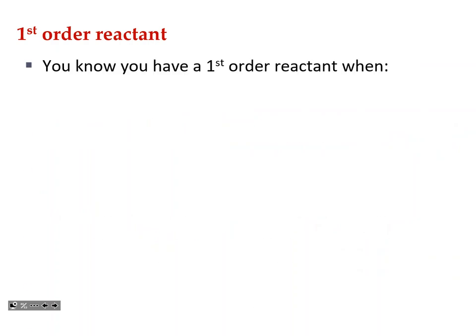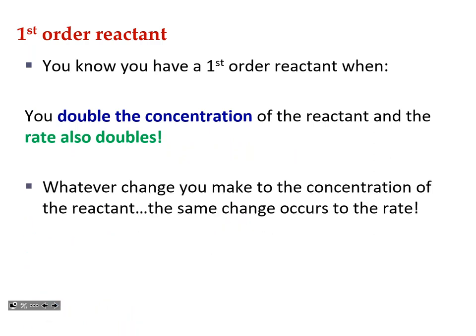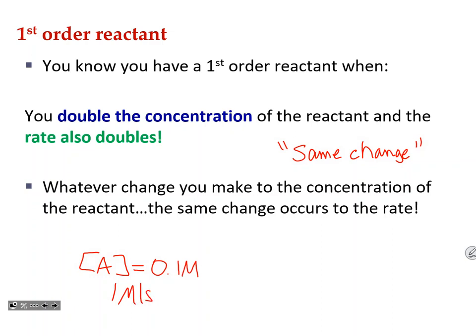Let's talk about first order. You double the concentration, you double the rate. This one we call same change. So if I triple the concentration, guess what happens to my rate? It also triples, exactly right. So whatever you do to the concentration, that is how the rate would be affected. For instance, we have our A, and we have our 1 molar, and it's 1 molar per second. And I decided to quadruple the concentration. Guess what? My rate also quadruples, like so. First order, same change.